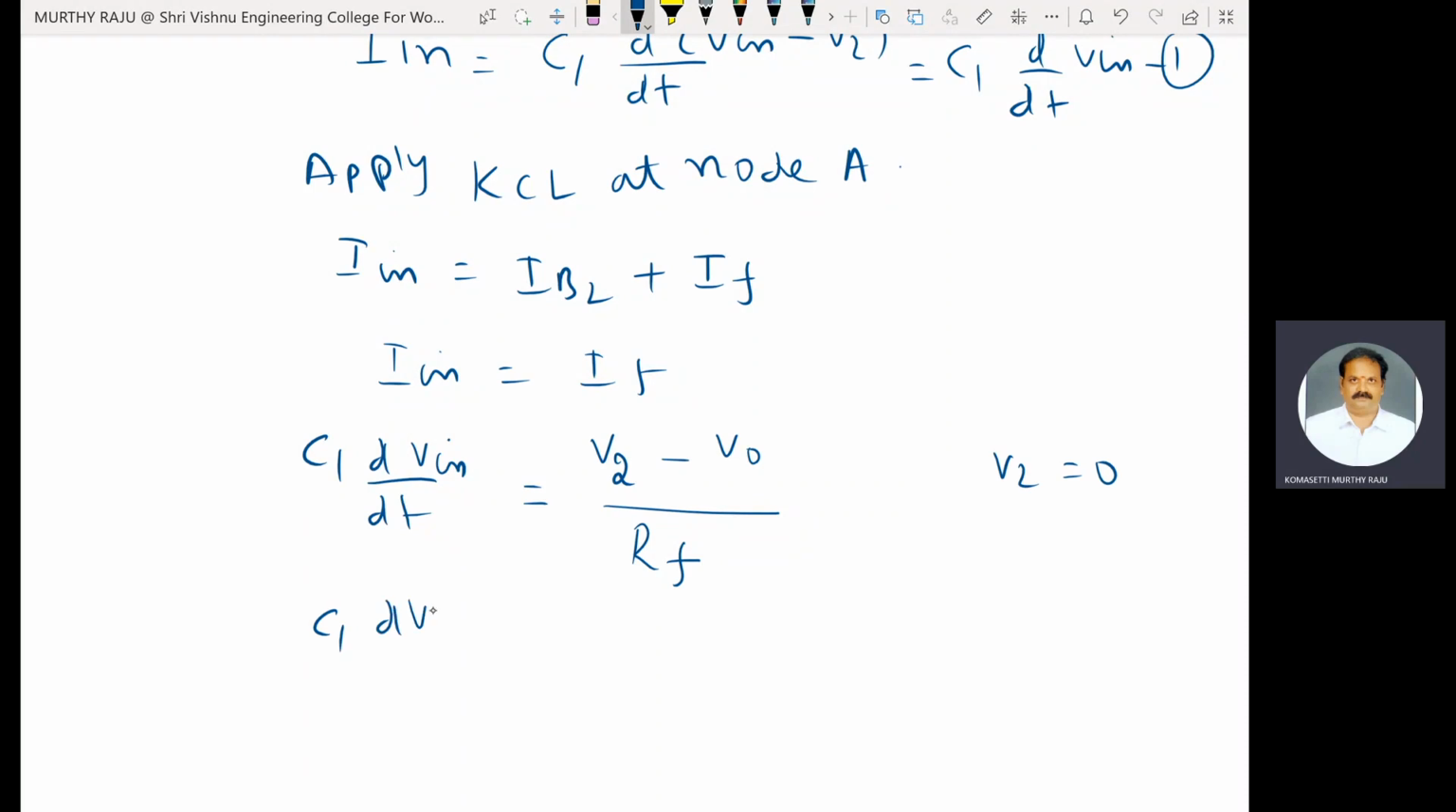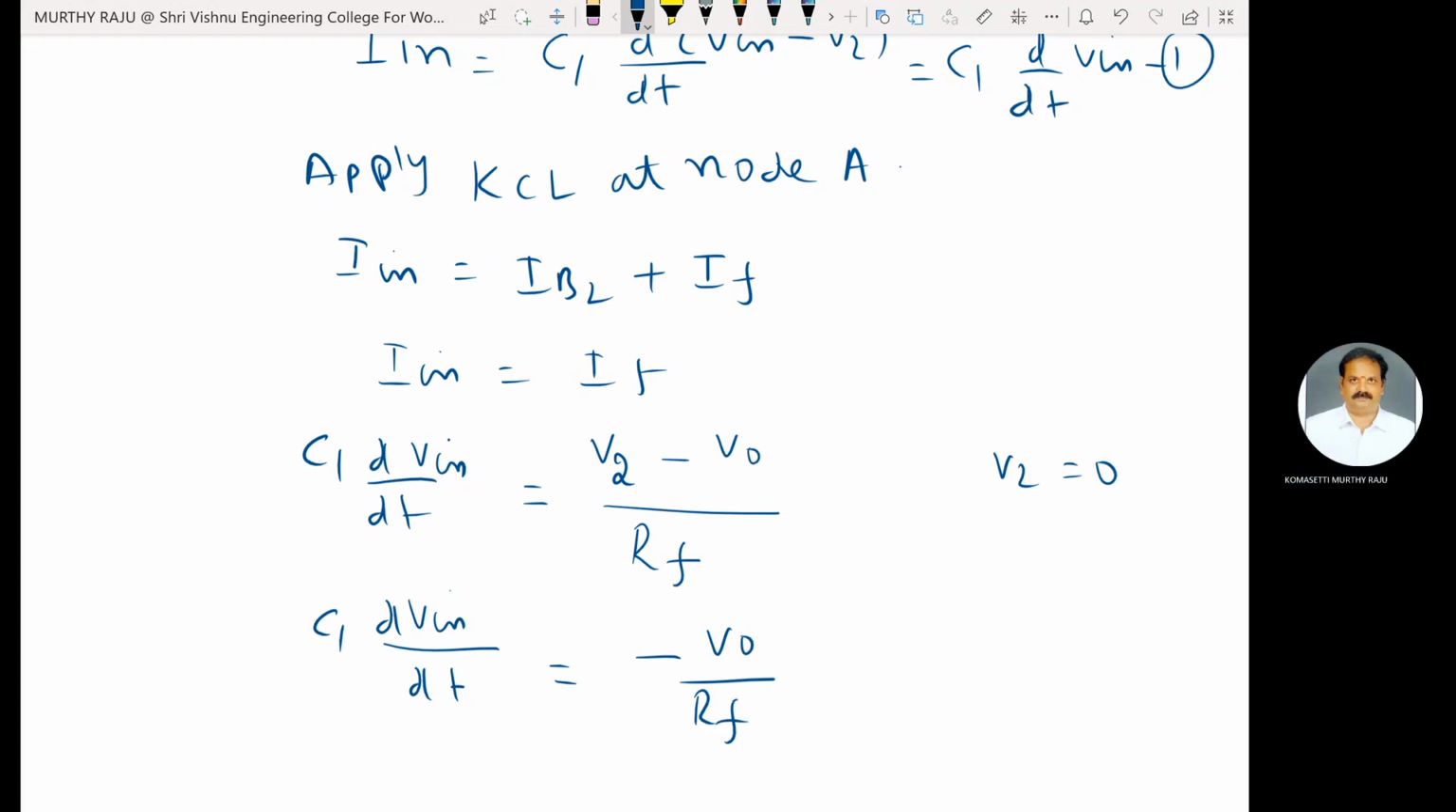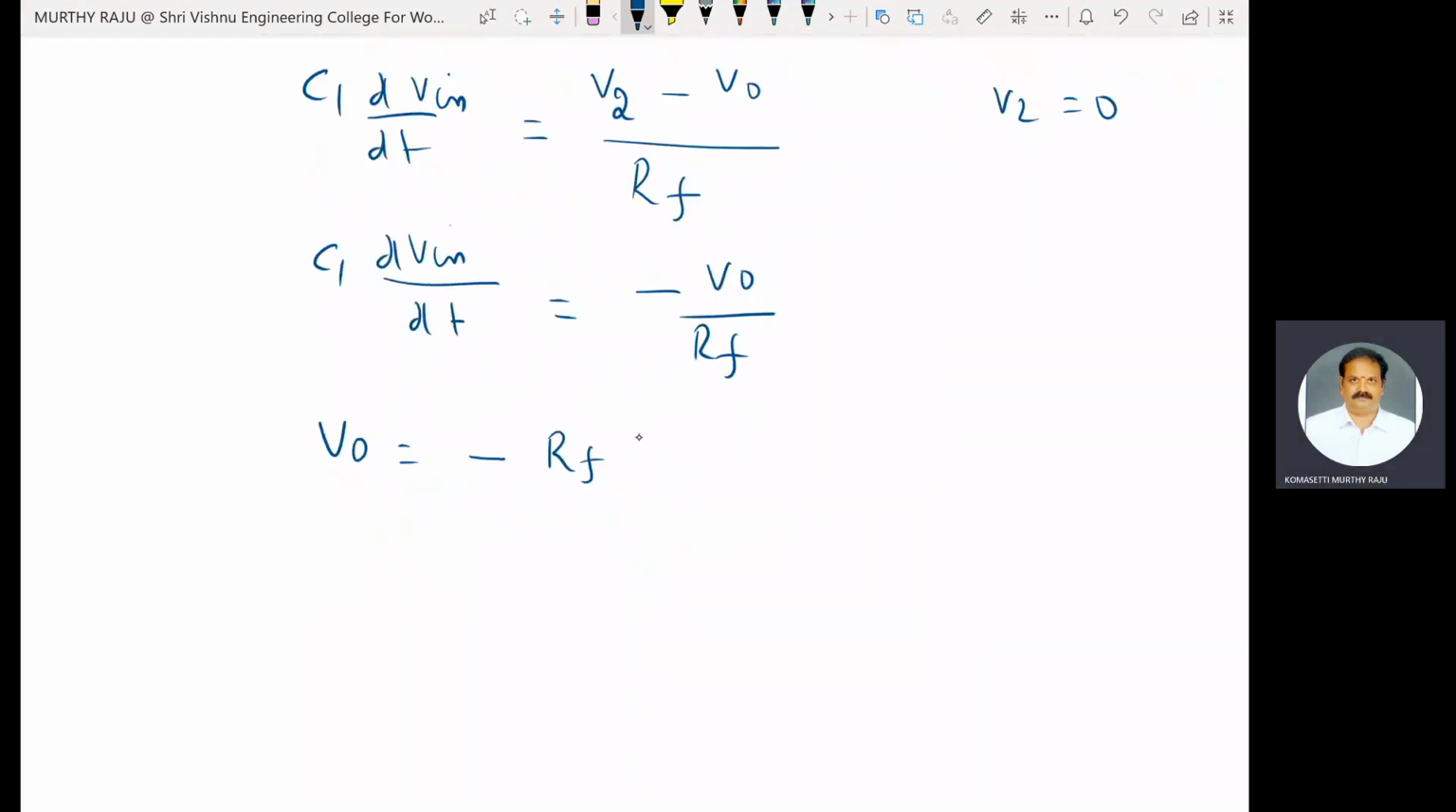Therefore, C1 dVin by dt is equal to minus V0 by RF. By cross multiplication, V0 is equal to minus RF C1 dVin by dt. This is equation 2.